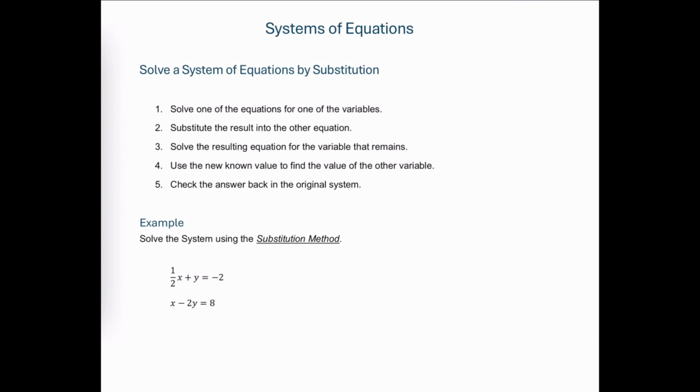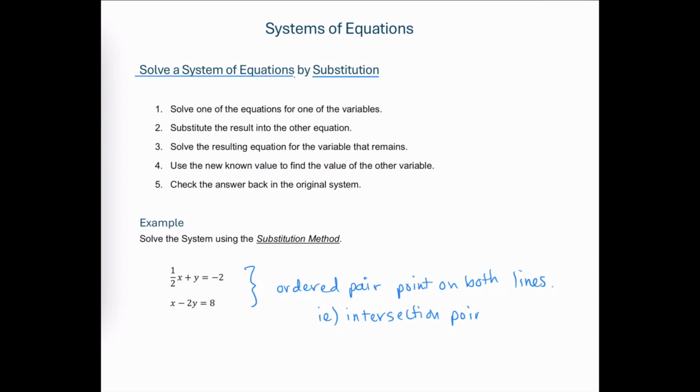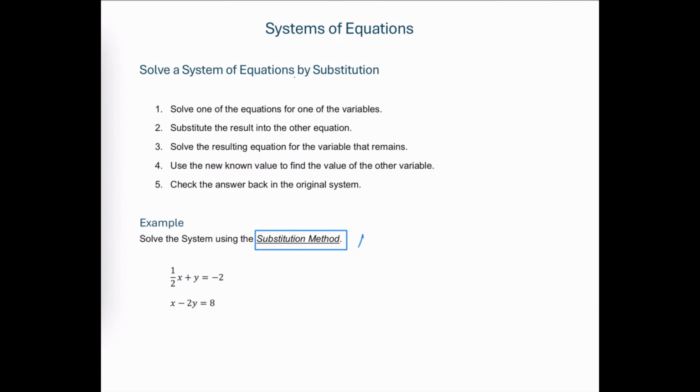In this video, we're demonstrating how to use substitution in order to solve a system of equations. Remember, the solution to the system is an ordered pair that satisfies both of these criteria, which means that ordered pair would be a point on both of the lines. And if we graphed these two lines, we would be looking for the intersection point. The substitution method gives us an algebraic way to solve the system.